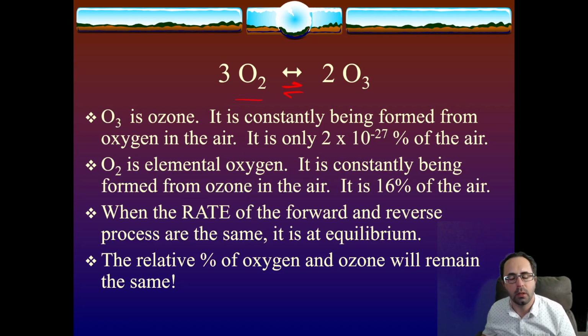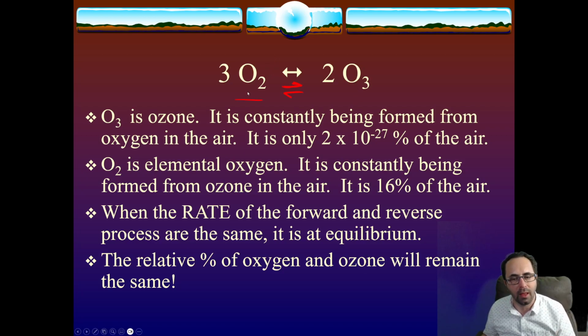However, there's always some ozone being formed very slowly, and there's always some ozone getting turned back into oxygen. There's not a whole lot of it, but sometimes it will go backwards. And the percentage of oxygen relative to ozone will remain the entire time because this is an equilibrium. And it's very fortunate that this occurs because ozone will actually absorb UV radiation from the sun, and that will convert it back to oxygen.